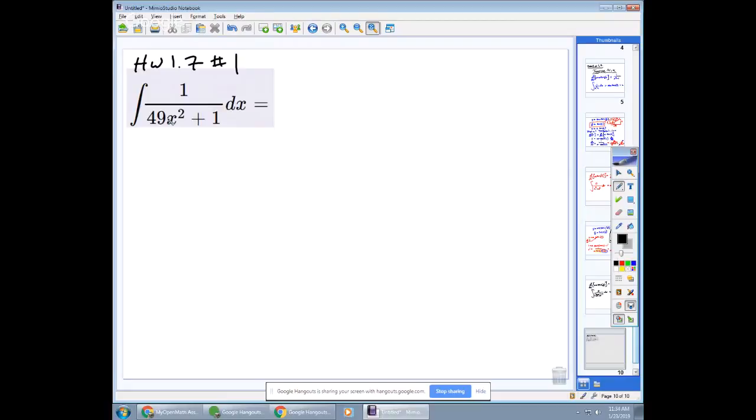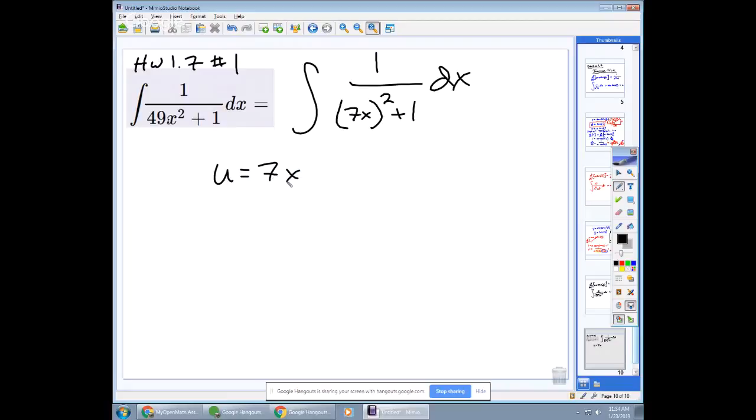Okay, so think about 49. Why is that a special number? 7 squared. It is 7 squared, yeah. So what I have here is the integral of 1 over 7x squared plus 1 dx. So one way to do this is a U-substitution. Let u equal 7x. Then your du would be 7 dx, so we're missing that 7. If I add a 7 here, then I would have to compensate with a 1/7 outside. That's a little different than I did it before, but that works.